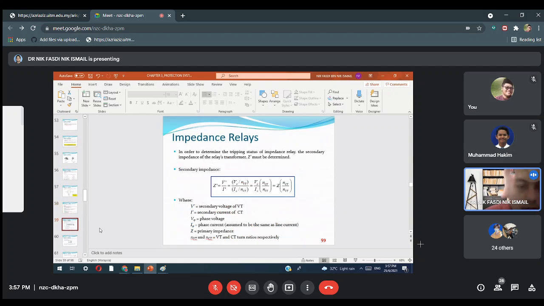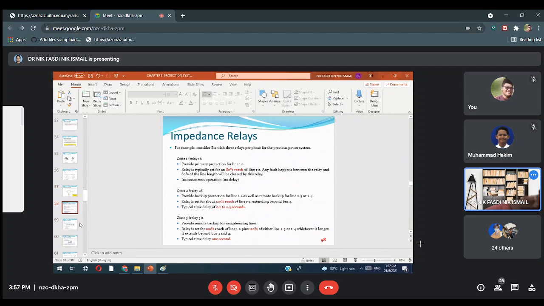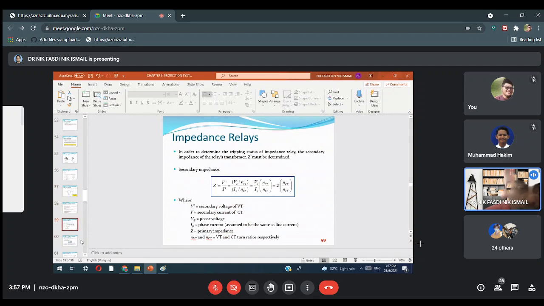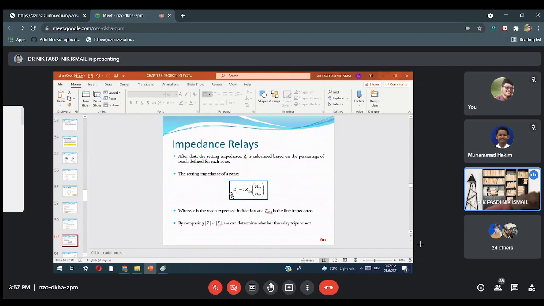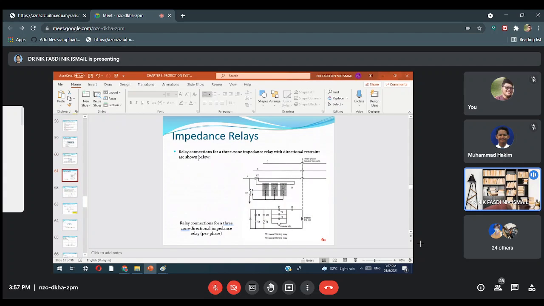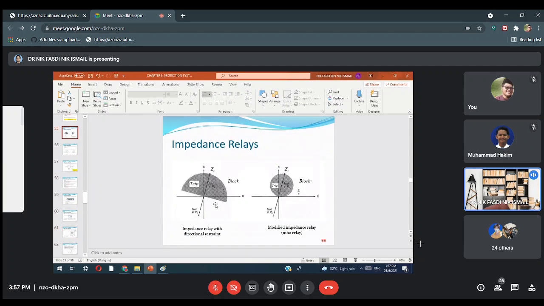Okay. First, determine the impedance Z prime using this formula. And second, using this formula, determine ZR. By comparing, if Z prime is less than ZR, we can determine that the relay trips. Okay, the impedance relay connection of a three-zone impedance relay with directional restraint is shown below. So this is the relay with directional restraint. We do not discuss the other relay; we discuss more on this one with directional restraint.